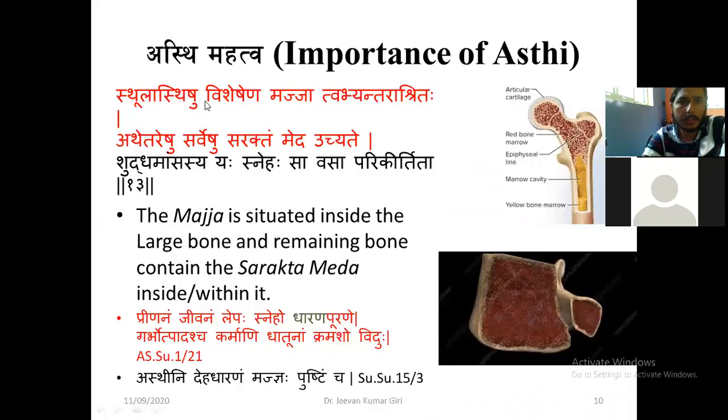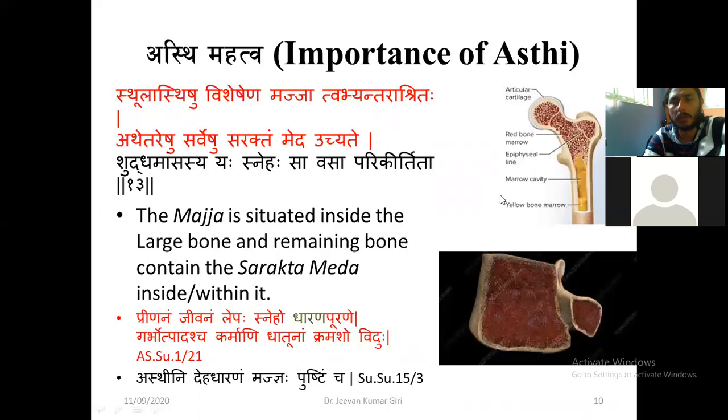Now here see the sthulasthi majja. We can consider the sthulasthi majja as the yellow bone marrow, whereas the remaining other bones consist of sarakta meda, that is red bone marrow, present in the flat bone, irregular bone, and other types of bone. Except the sthulasthi, except the long and short bone, the other bones consist of sarakta meda, that is the red bone marrow. So yellow bone marrow you will see in the long bone and short bone, whereas the red bone marrow you will see in the remaining other bones.